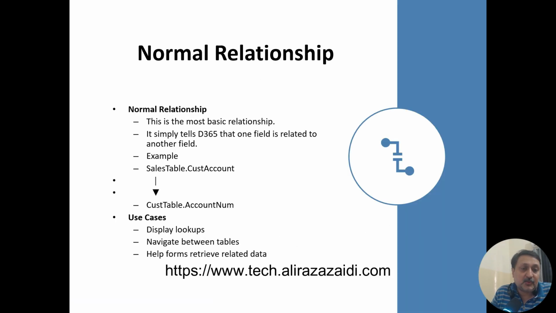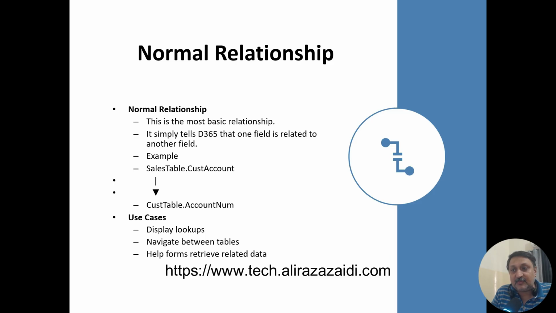Whenever we talk about tables, the idea of relationships also comes. Basically, in Finance and Operations, we have two types of relationship: normal relationship and foreign key relationship. In some cases, we have to relate different fields with each other, and based on that we fetch data. That helps us get data faster, display lookups, and navigate between tables.